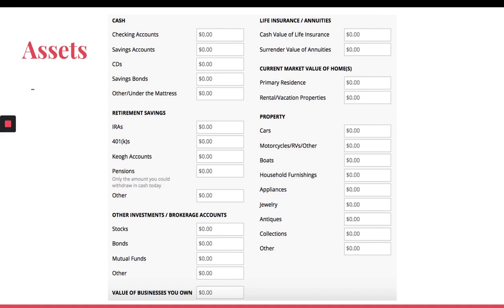So let's talk about other investments and brokerage accounts. Stocks. Stocks are simply ownership in a company.